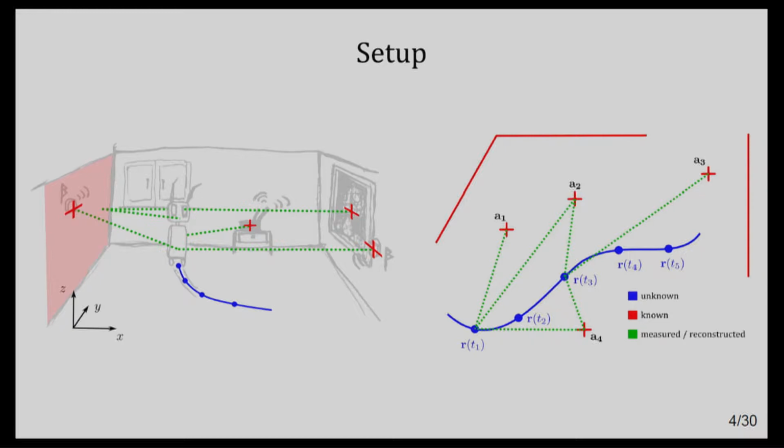And I'm going to use a very simple example, so kind of an abstraction of our problem, where we have a robot or a device moving on a path, and we have some anchor points, we have some walls of which we might know or not know the position. So if it's unknown, I will draw it in blue. If it's known, it is drawn in red. And then we get some measurements drawn in green, and we try to reconstruct everything.